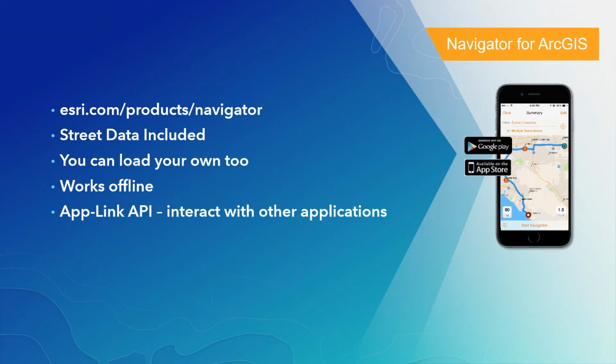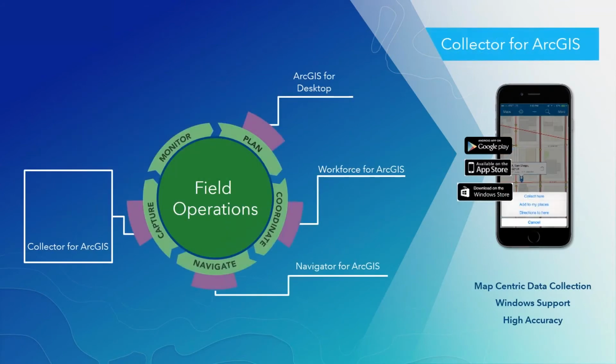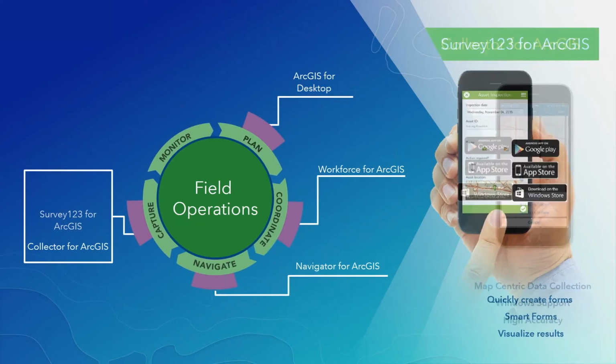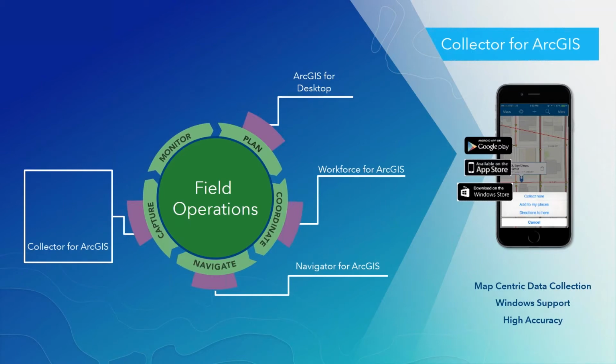So through this app link API, we can string together Workforce, Navigator, and then our other field collection apps like Collector, for example. So with Collector, oops, sorry, a little fast there. Collector is meant more for map-centric data collection. So it allows you to collect points, lines, and polygons in the area that you're working with. You can also tether high accuracy GPS units, which with the most recent release, Collector allows you to capture the metadata coming off those high accuracy GPS units as well.